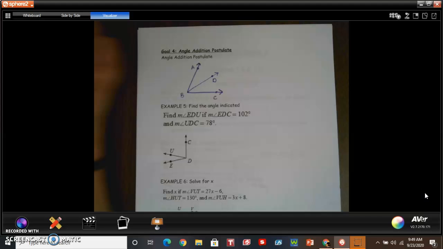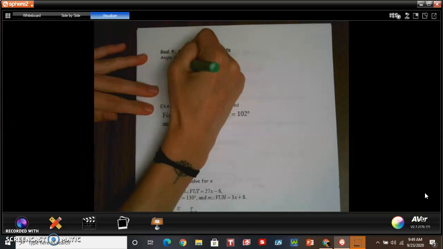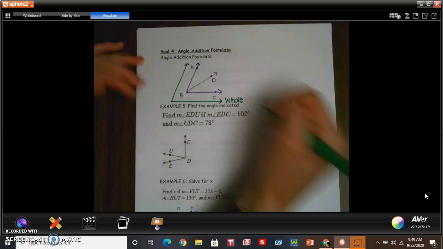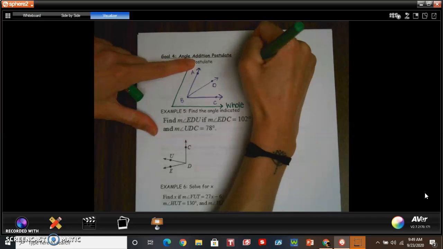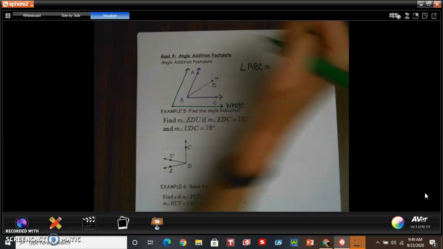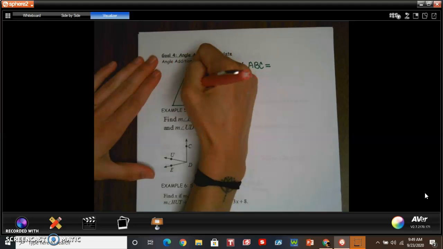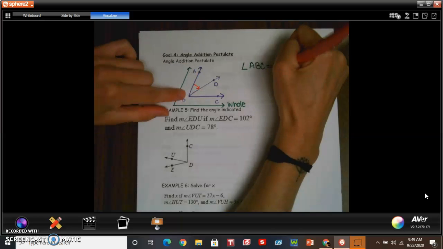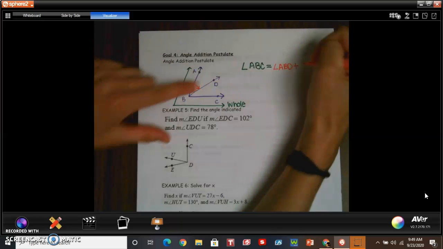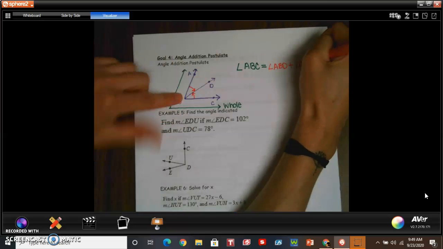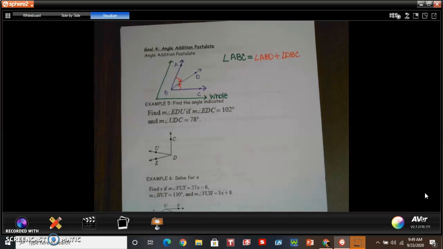And just like with segment addition, the most important thing is to be able to identify the whole outside angle, the whole angle. So like this entire angle is angle ABC. That's what we have going on the outside. Then we're talking about the 2 angles that are on the inside. This one here, that is angle ABD, plus this one here, this is angle DBC.